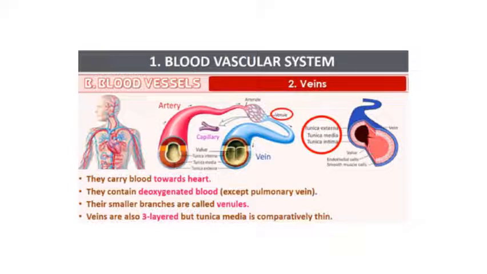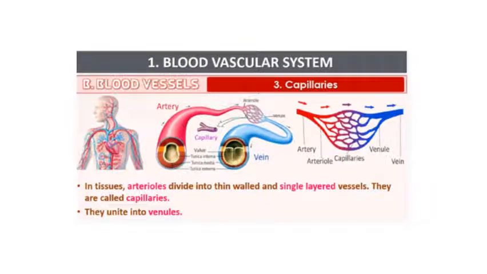The veins carry blood towards the heart. They contain deoxygenated blood. All the veins contain deoxygenated blood. There is one exception, that is the pulmonary vein. The smaller branches are called venules, and the veins are also three-layered, but tunica media is comparatively thin over here.